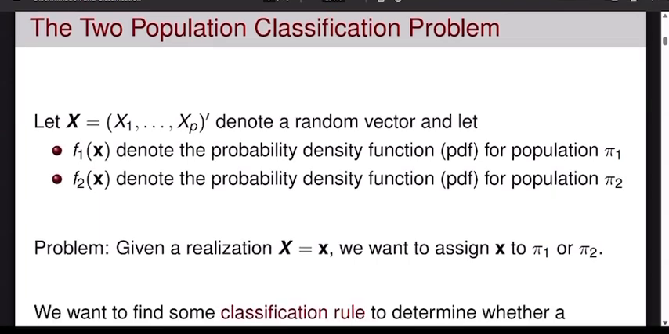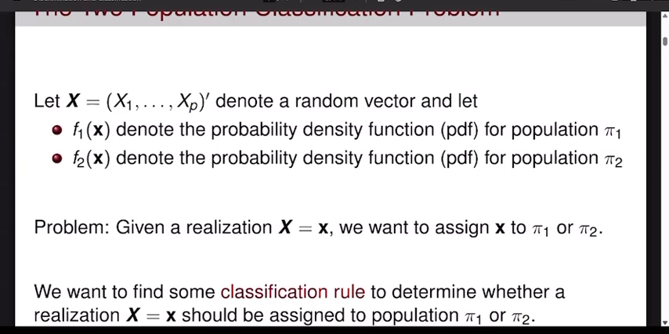Now, when you take a look at this, let X be the features, X1, X2 up to XP. Now, we believe that for each population there exists a probability density function that is centered on this predictor. And that's why you see f1(x) and f2(x).